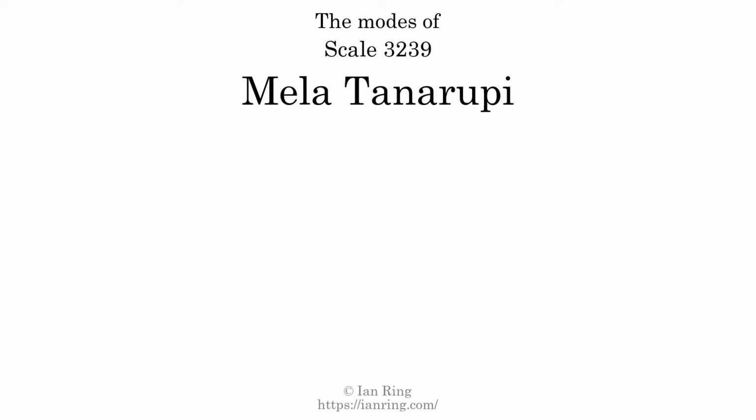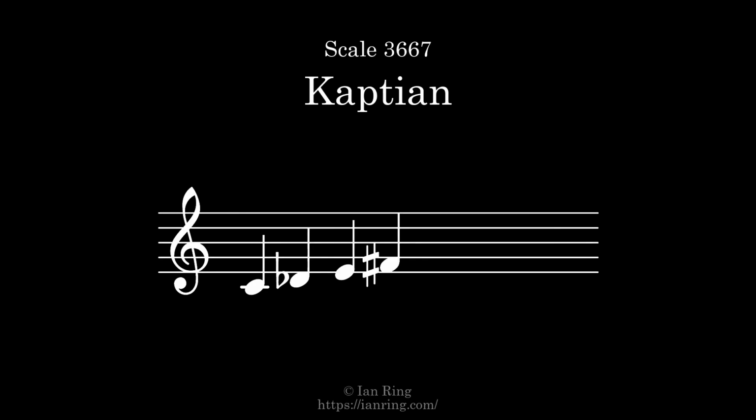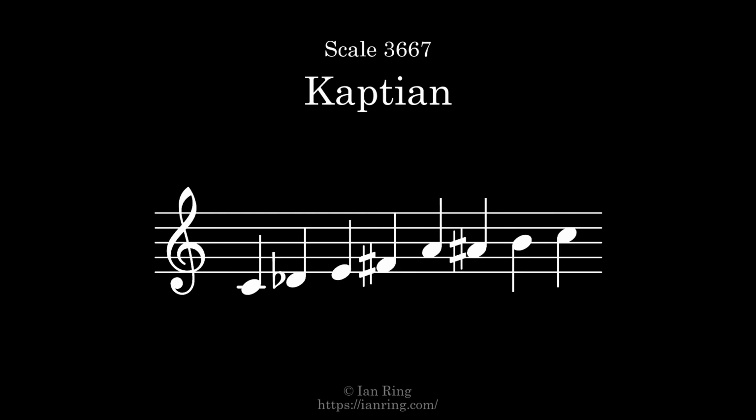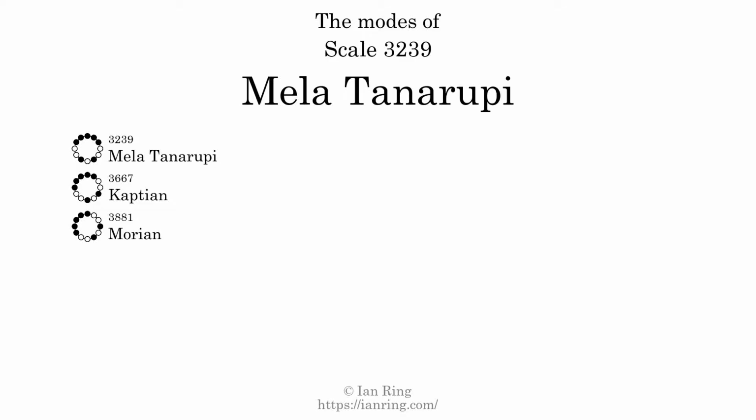This scale has 7 modes. The first mode is itself. The second mode is scale 3667, also known as Kaptian. It sounds like this. The third mode is scale 3881, also known as Mauryan. It sounds like this.